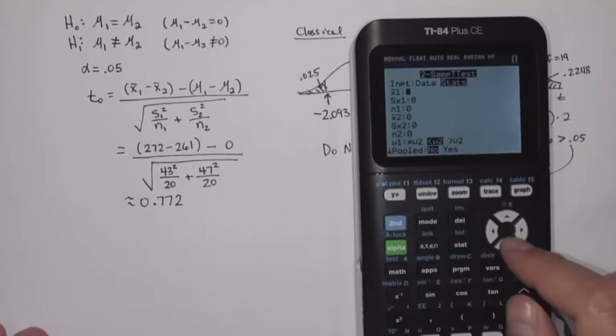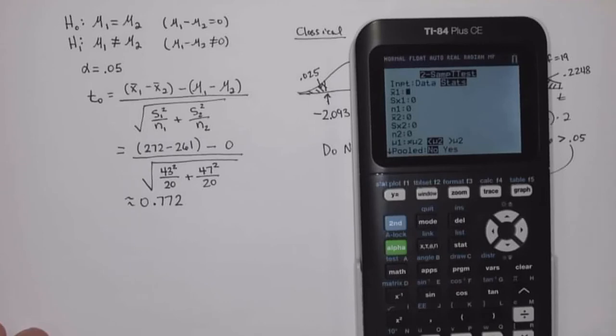So again, for the business travelers, we were told that the mean walking speed was 272 feet per minute, and the standard deviation was 43. The sample size was 20. For leisure travelers, we were told that the mean walking speed was 261 in that sample with a standard deviation of 47. And the sample size was also 20.